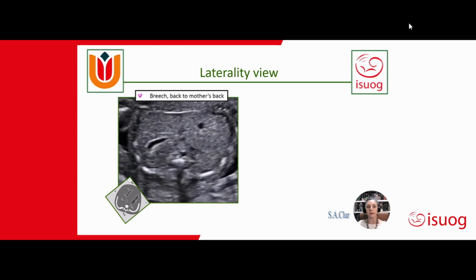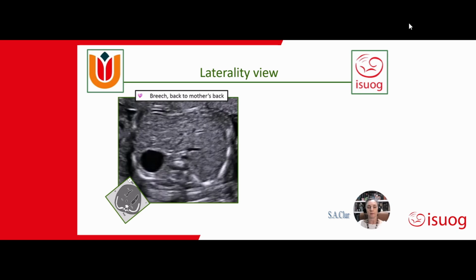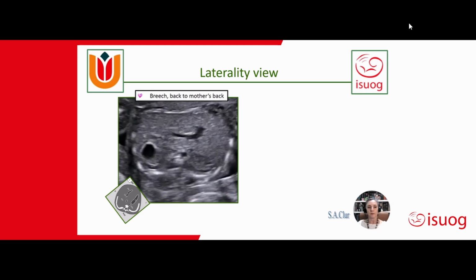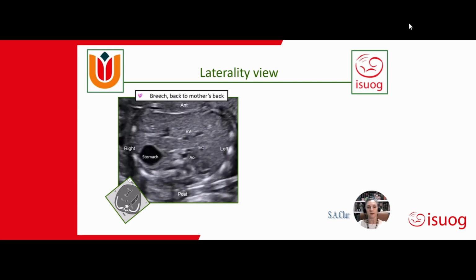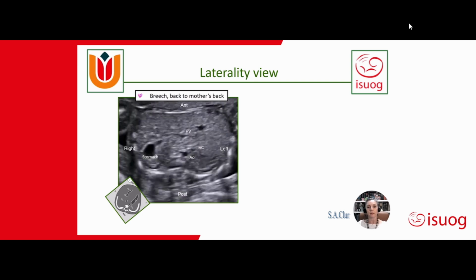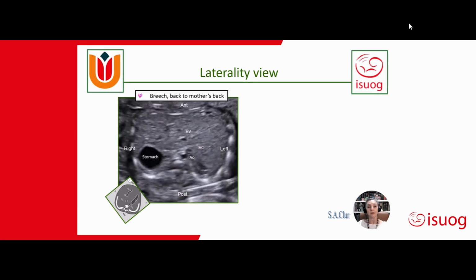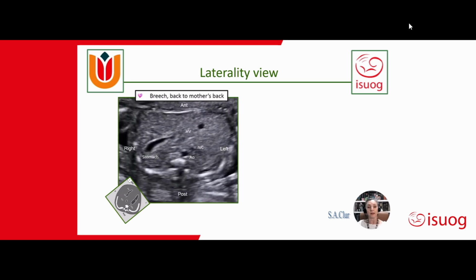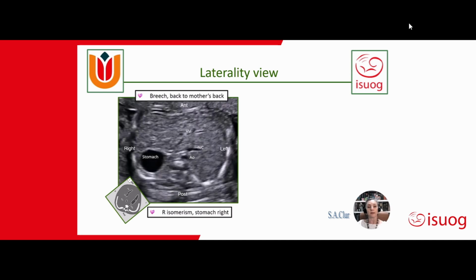So let's have a look at this example. Here the baby is breech with the back to the mother's back. What do we see? We see a stomach on this side, and that is the right side. We see an aorta on the left side, and anterior and to the left we see a vena cava inferior, and we can identify the hepatic vein. So here we have right-sided isomerism.